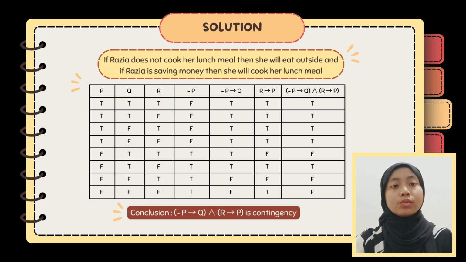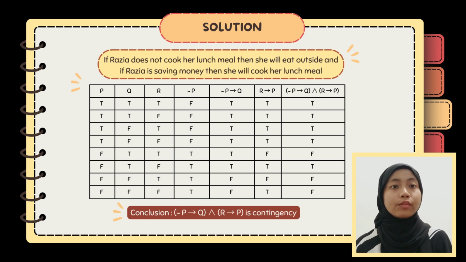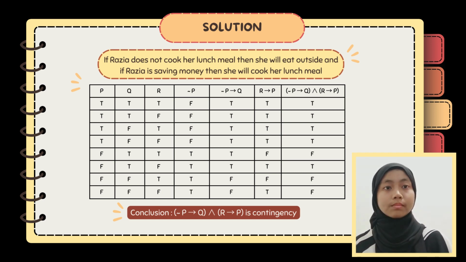If P is true, the negation of P is false. Same goes to the other hand, where if P is false, then negation P is true. For the fifth column, not P then Q, which means if not P is true and Q is false, not P then Q will be false. Other than that, not P then Q in this column will be true.